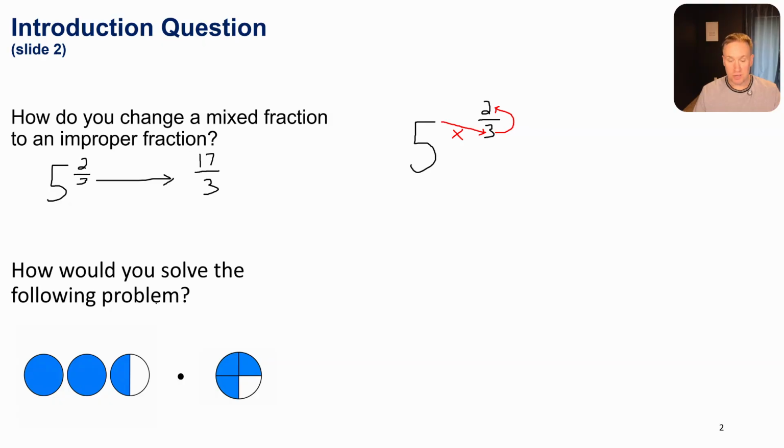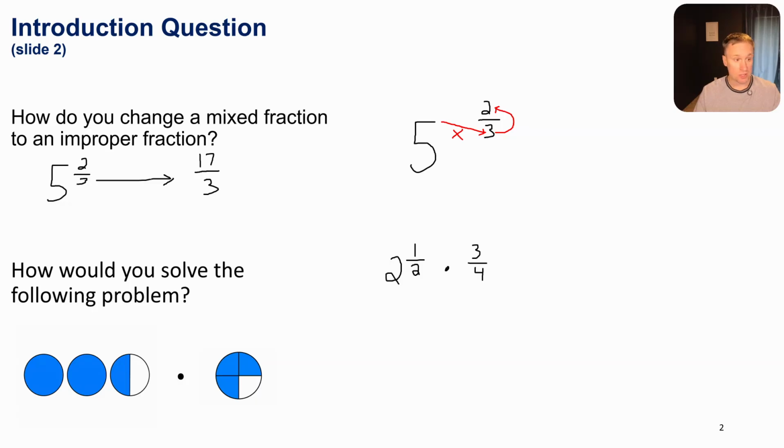Then the bottom question is how would you solve the following problem, which has 2 wholes and a half times 3/4 of a fraction. If I were to rewrite this, the problem looks like the following: 2 and a half times 3/4. Okay, so how do we actually solve this one?